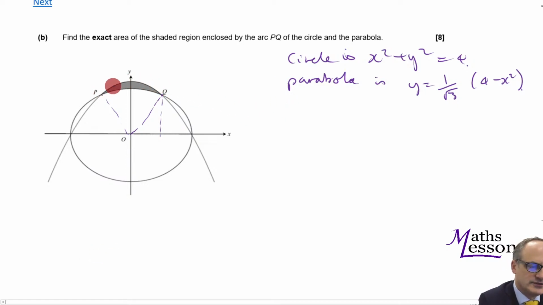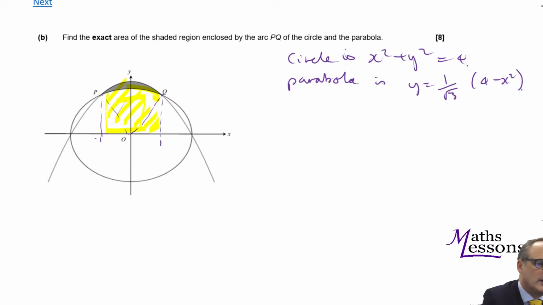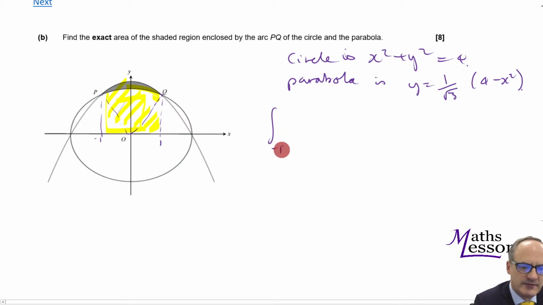Let's just do that. We're just going to find the area underneath the parabola. So we're going to go from 1 to -1, which will give us the whole of this area here. If I shade it in yellow, if I integrate the parabola, I'll get this area, and then I need to take away whatever the area of the circle is underneath that, and the triangle. We'll look at that in a second. But let's do the parabola first. We integrate from -1 to 1 of 1 over root 3, 4 minus x squared dx.